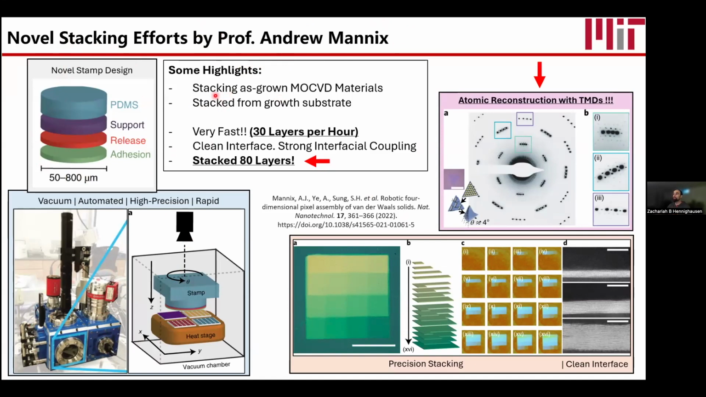And they were able to pick up and stack MOCVD materials. What's exciting about that is MOCVD, metal organic chemical vapor deposition, is very industry friendly. So here you have TSMC saying, well, that's cool. And then they also stacked from the growth substrate, so no prior treatment needed. Again, TSMC is saying, well, that's cool. And he also showed it can be done very fast: 30 layers per hour, which is insane compared to many exfoliated efforts, and stacked 80 layers pretty rapidly, which is also an insane number of layers to stack, right? All monolayer, or near to, but I think monolayer.